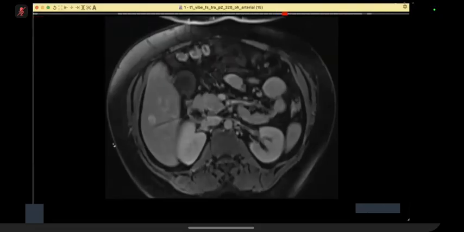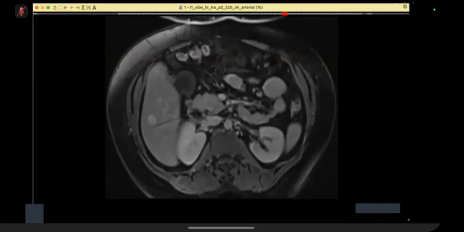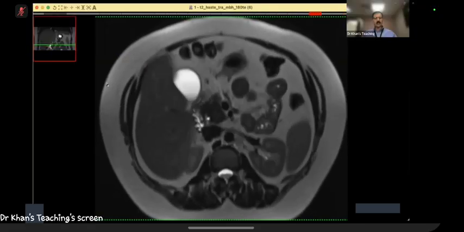I would like to see it in further delayed images if it's enhanced or not, because this might also represent FNH, focal nodular hyperplasia, with enhanced scar in the late phase. What do you mean by late phase? I mean 15 to 20 minutes. 15 to 20 minutes? Yes.